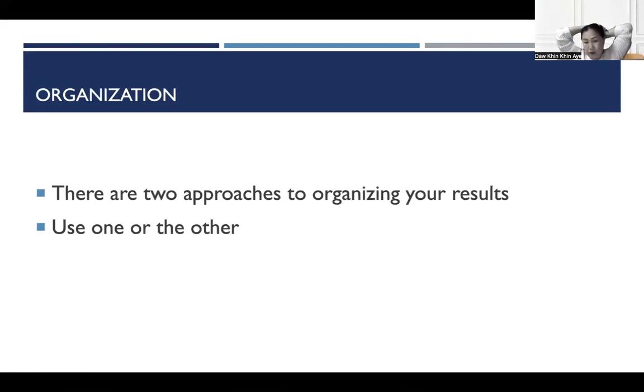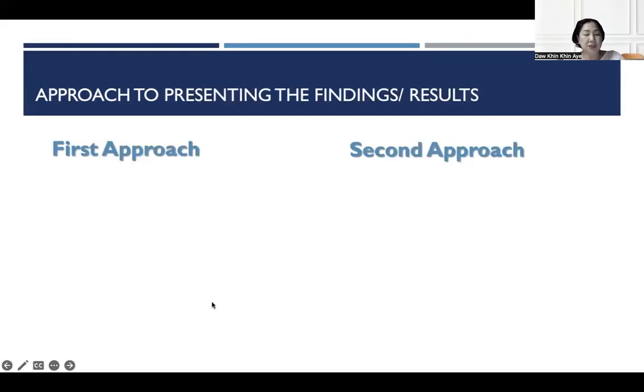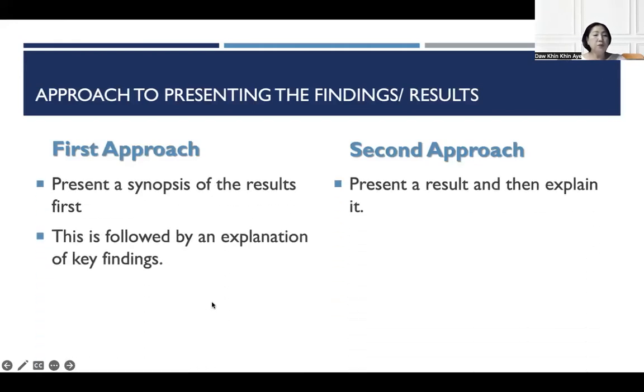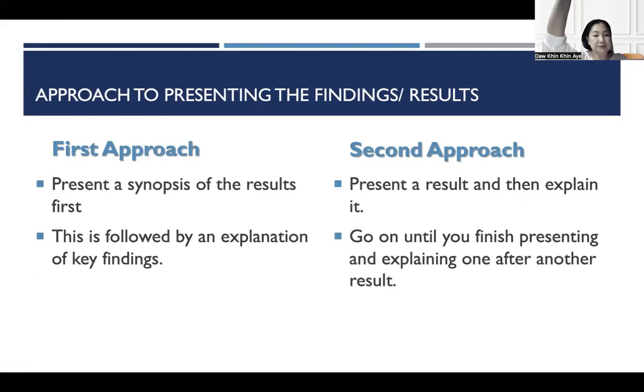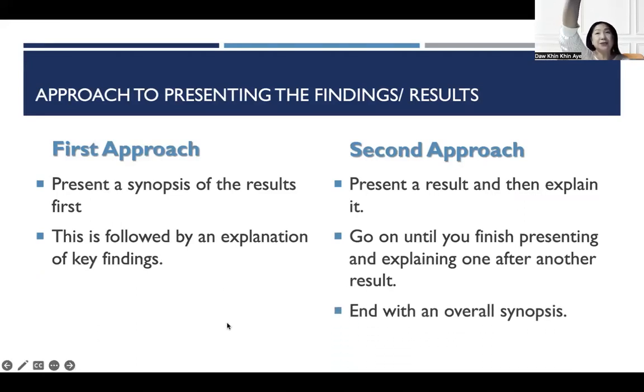Now, there are two approaches to organizing your results. You use one or the other. Let's look at these two approaches. Next slide, please. In the first approach, you present a synopsis of the results first, like the introduction and body, elaborating everything. This is followed by an explanation of all these key findings. In the second approach, you present a result and explain it, and go on until you finish presenting and explaining one result after another, and end with the overall synopsis. So you can just choose whatever you want. Maybe it depends on the type of data that you are presenting, or it's your personal preference. Okay, the next one.